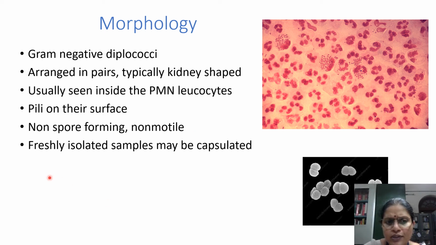Coming to capsules, freshly isolated samples. That means when you take them freshly from a clinical specimen and observe under the microscope, they might be capsulated. But when you grow them in the laboratory for quite a long period of time, you might not observe the capsular forms. Okay.